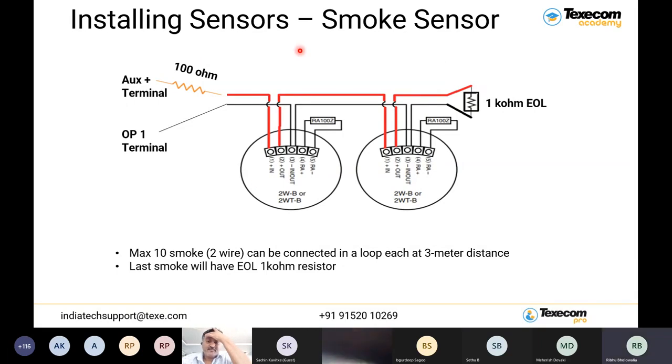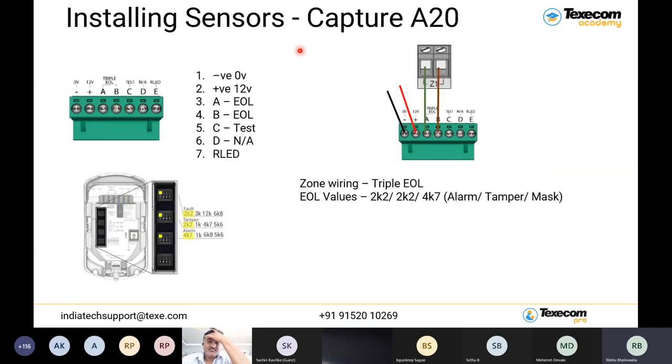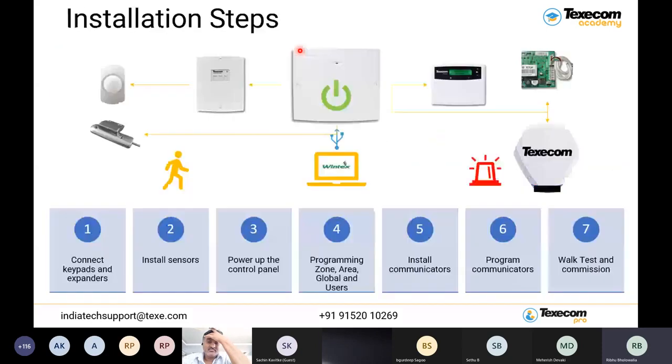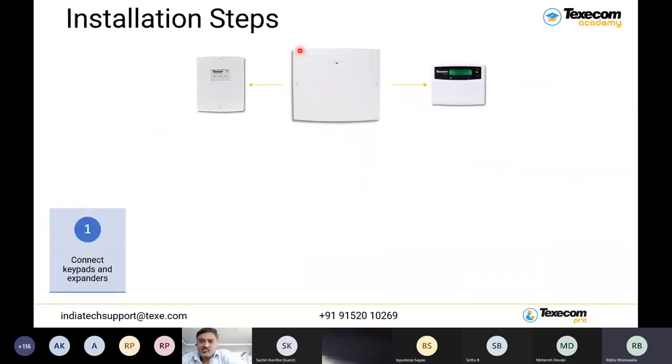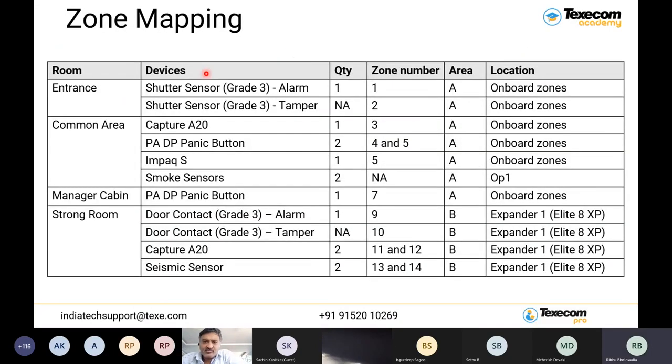Number 2, the wire you need to connect is on the output. The smoke detector does not take any zone. Please remember that. Guys, just want to show you something in the zone mapping here. If you have seen here, for smoke sensor, I have not given any zone. It is written as NA.